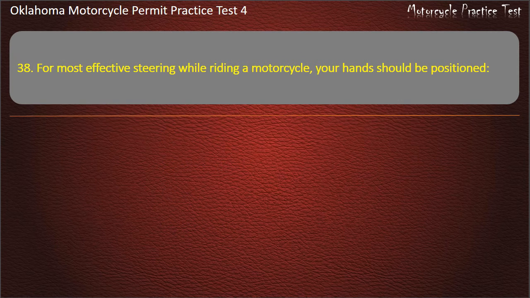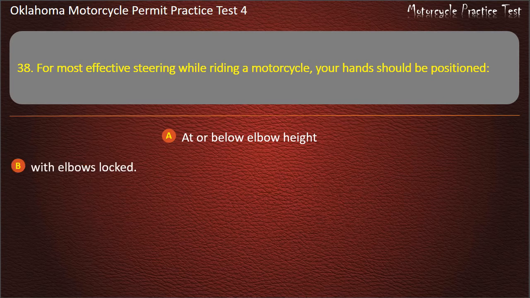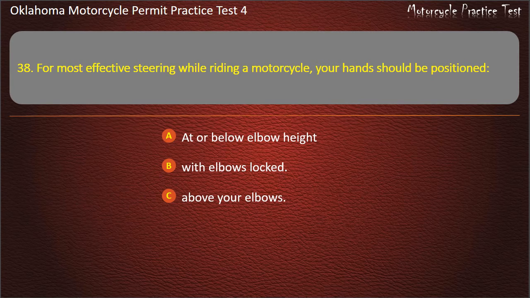Question 38. For most effective steering while riding a motorcycle, your hands should be positioned at or below elbow height, with elbows locked, above your elbows, below your elbows. Answer. At or below elbow height.